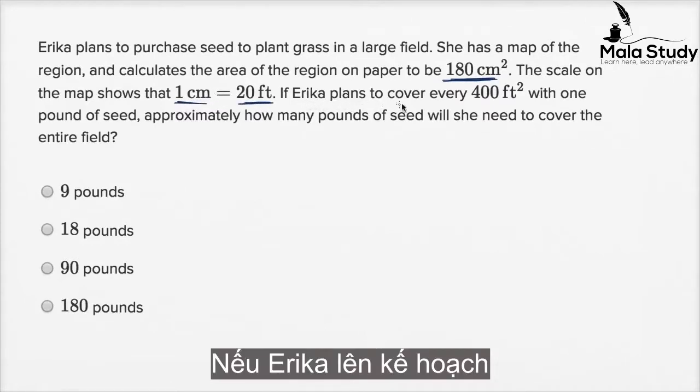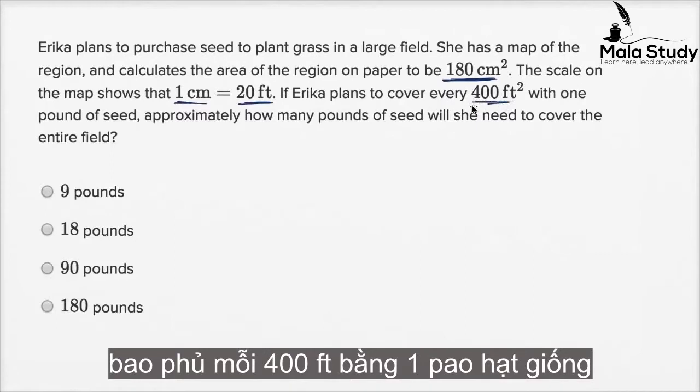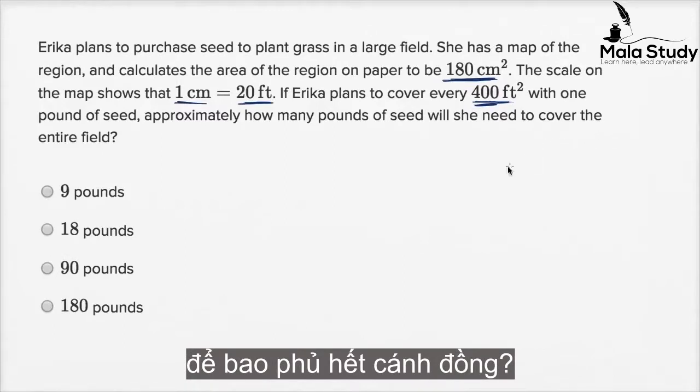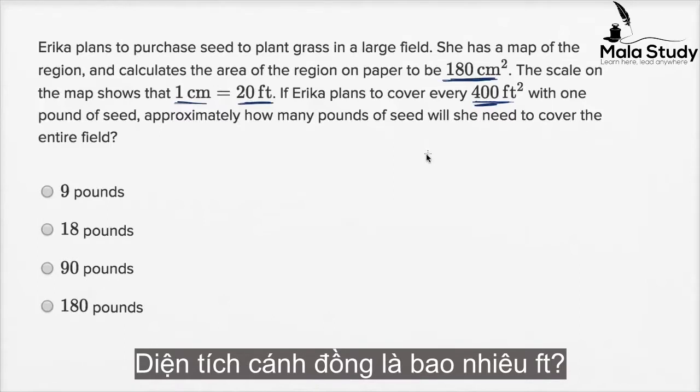If Erica plans to cover every 400 square feet with 1 pound of seed, approximately how many pounds of seed will she need to cover the entire field? So what we want to do is figure out, well, how many square feet is the field?